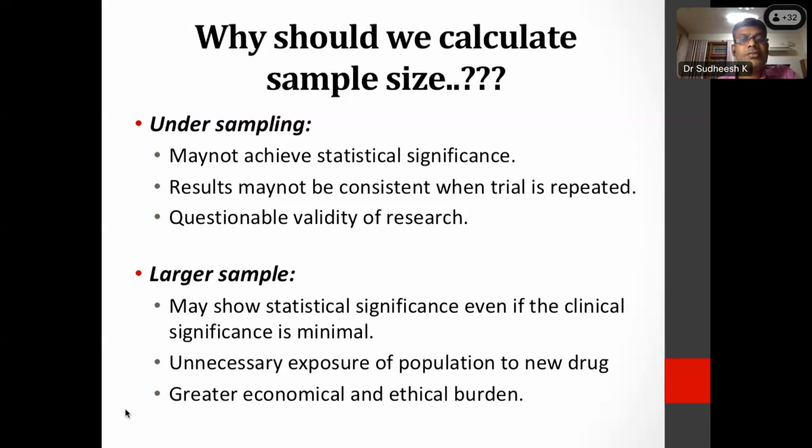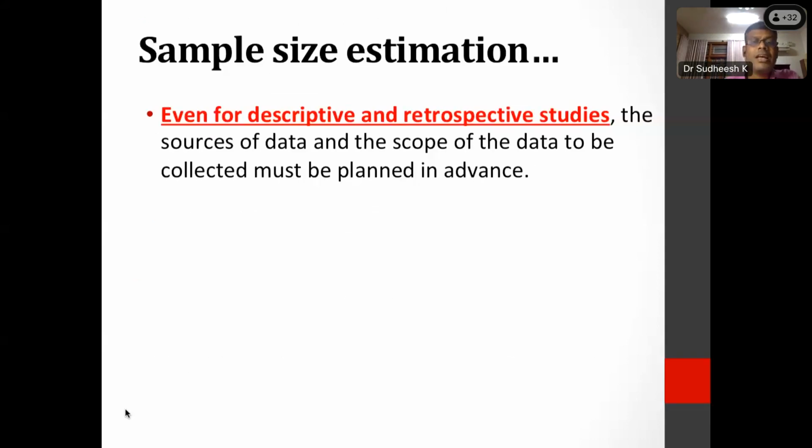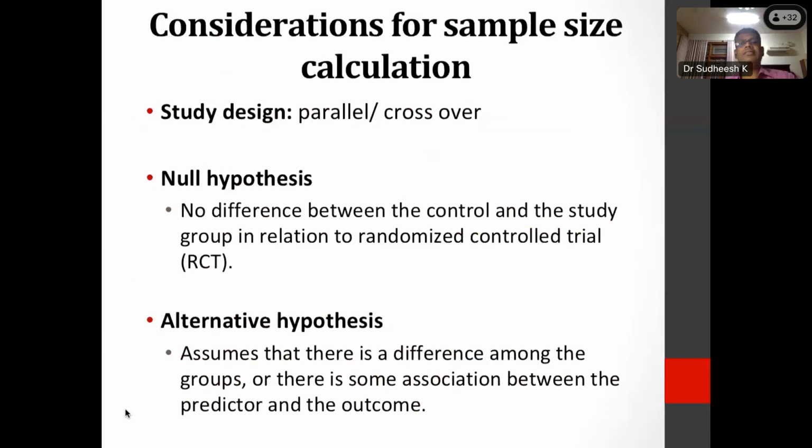So therefore, the sample size has to be adequate, and it has to be calculated even for descriptive and retrospective studies. So what are the considerations to keep in mind when you calculate sample size? First thing you have to keep in mind: as we know, whenever we cook food, we keep all the ingredients beforehand, and then only we light the stove, isn't it?